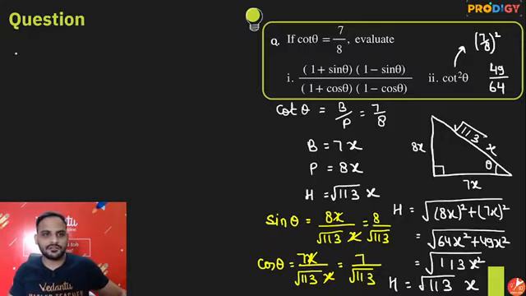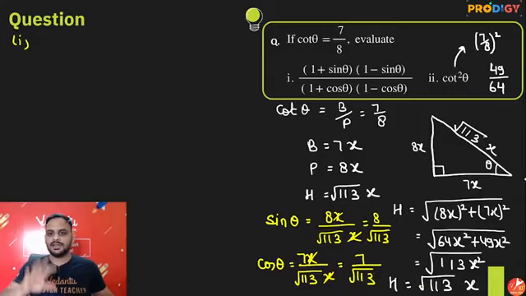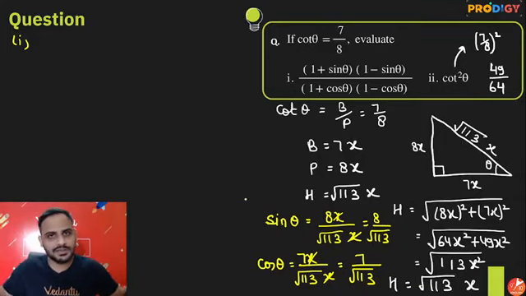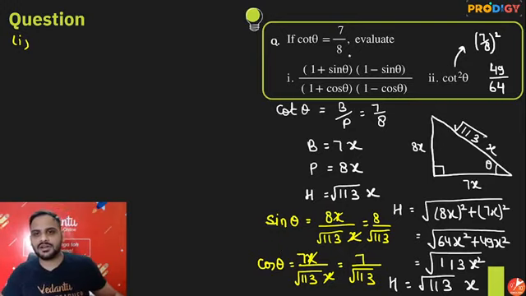Okay, now we'll solve the first part which we wanted. Okay, I have got all the ratios. If you want, I can tell you tan theta also. Whatever you will tell me, I can get that for you. Theek hai beta, chalo let's solve this now. So we have 1 plus sin theta.